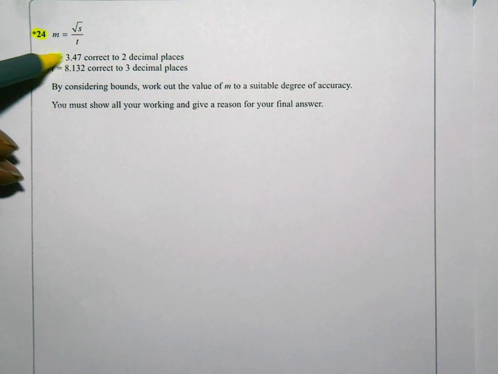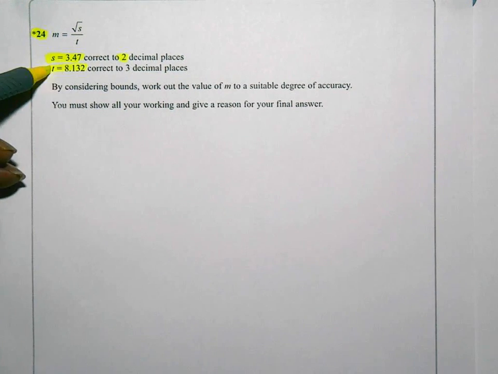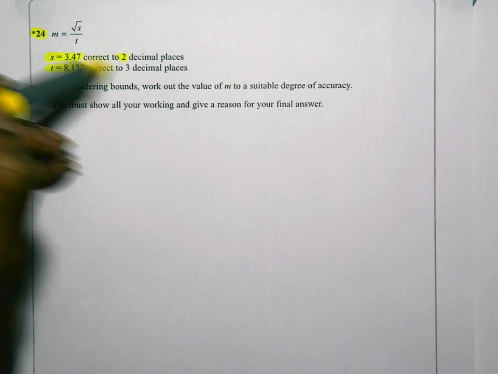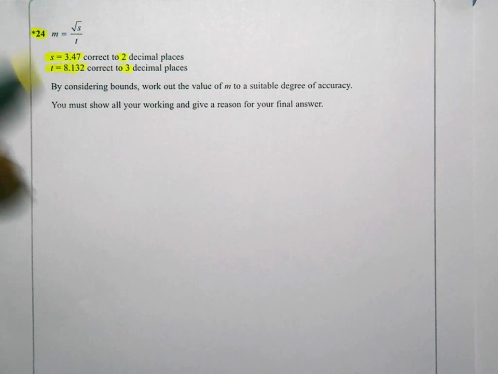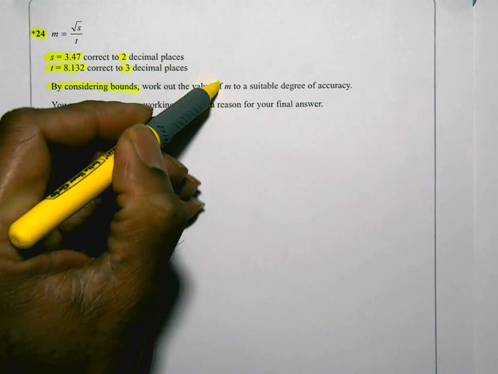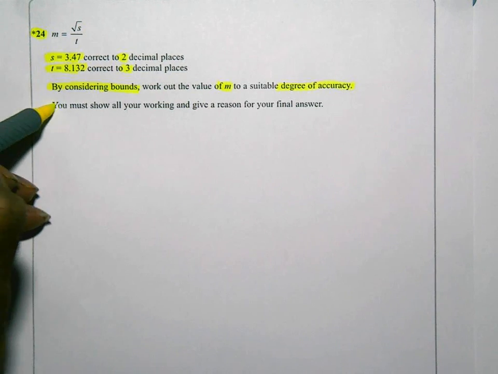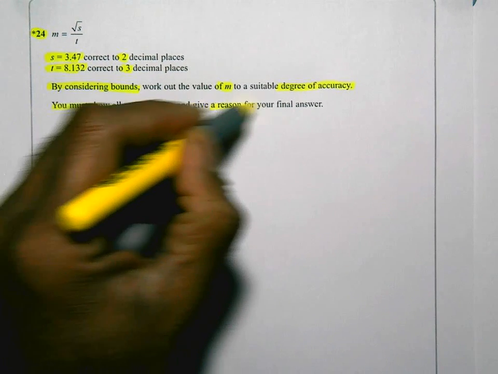S is equal to 3.47, corrected to 2 decimal places. And T is 8.132, corrected to 3 decimal places. The question says, by considering bounds, work out the value of M to a suitable degree of accuracy. You must show all your working and give reasons for your final answer.